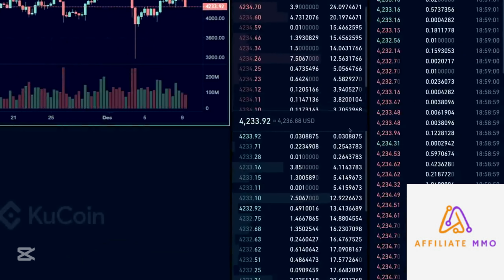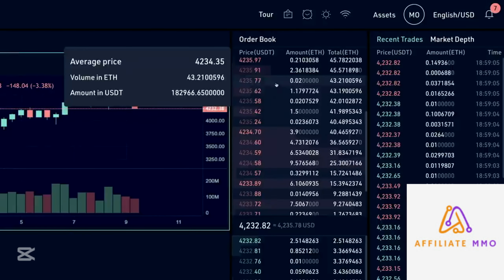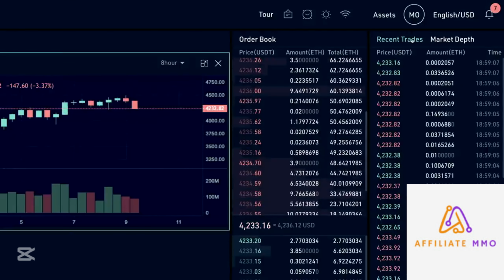Essentially, there's a ton of numbers, but what's really important is the order book and then recent trades. Recent trades are just every single trade that's going through on the platform that you can see. You can see the price that it goes through and the amount. That will just flick through all day long as people trade. This is the order book right here, which is important.